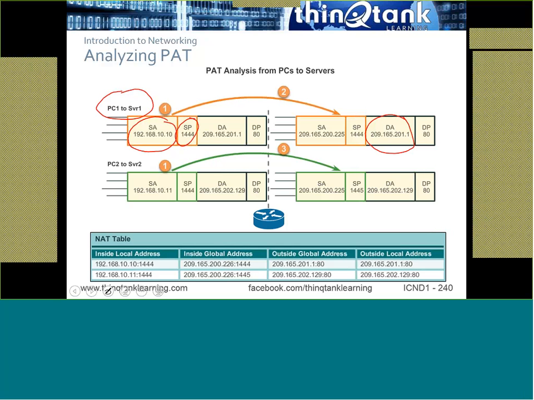Source ports are random. The PC generates its own source port whenever it opens up a connection. We'll talk more about that when we get into the transport layer. But PC1 happened to pick 1444. The outside local address is 209.165.201.1. The destination port is 80. Of course, inside local gets translated to inside global. Make sense?